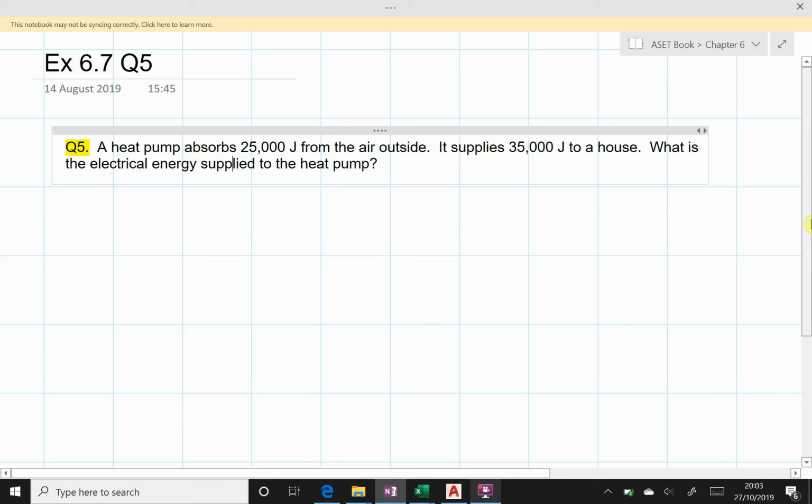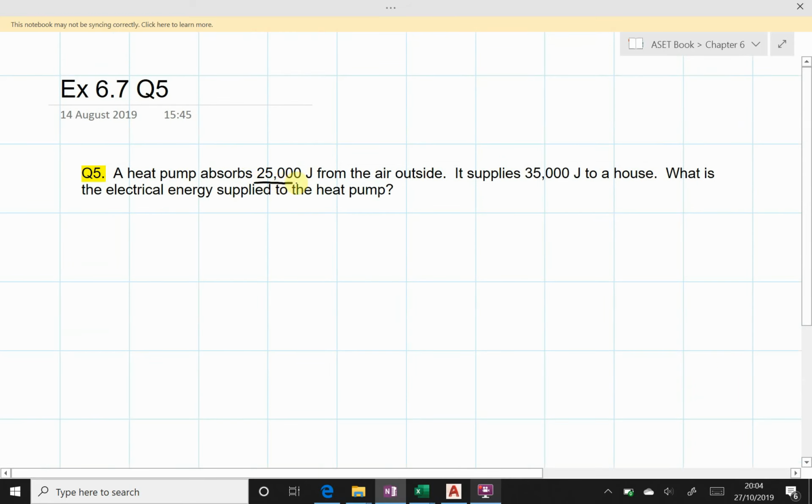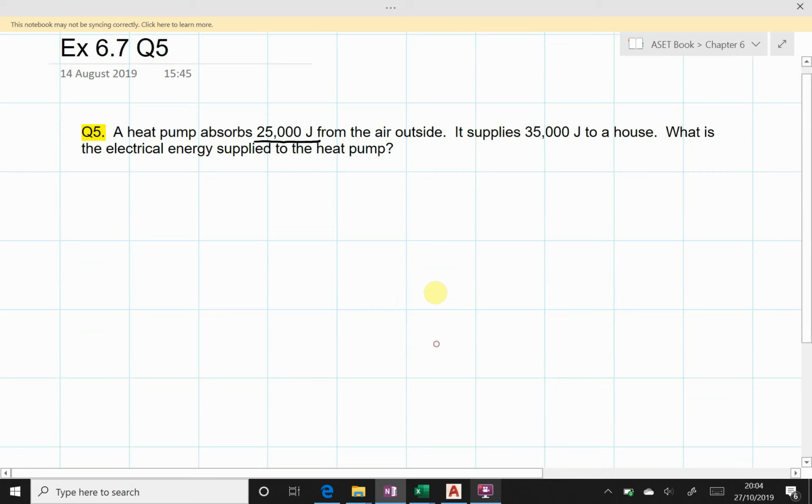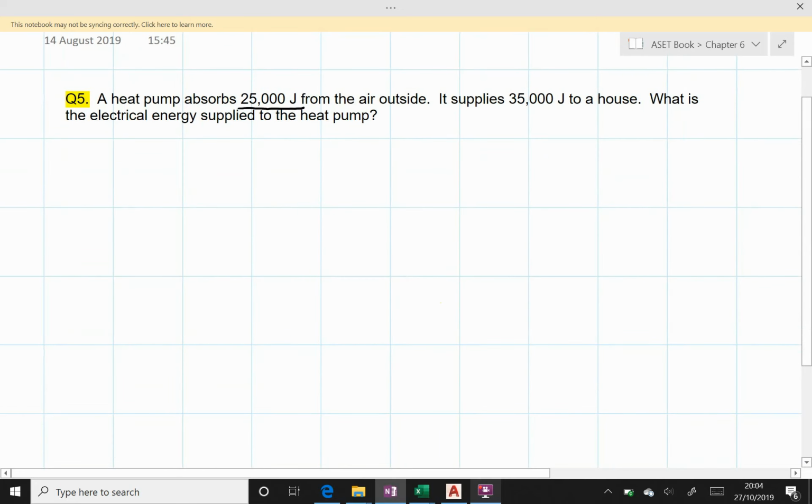We're now into exercise 6.7, question 5. Now in this case we're told that a heat pump absorbs 25,000 joules from the outside air. And that would indicate, of course, that this particular value is absorbing energy at the cold end of the system, and so that would represent QC.